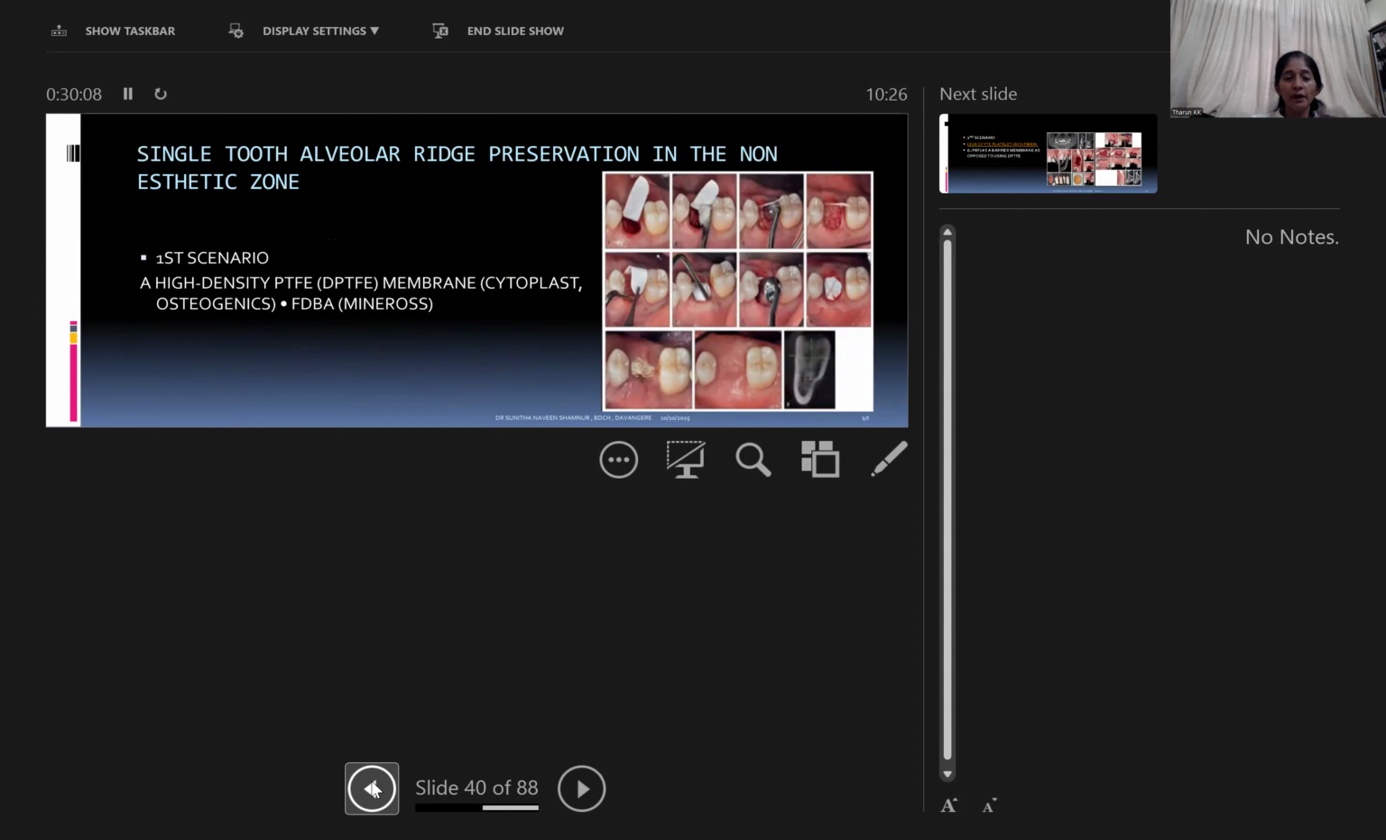There's one more. In the non-aesthetic area, how do you want to do it? You can give a high density PTFE membrane or a cytoplasm membrane and follow it up with your hard tissue grafting procedures.